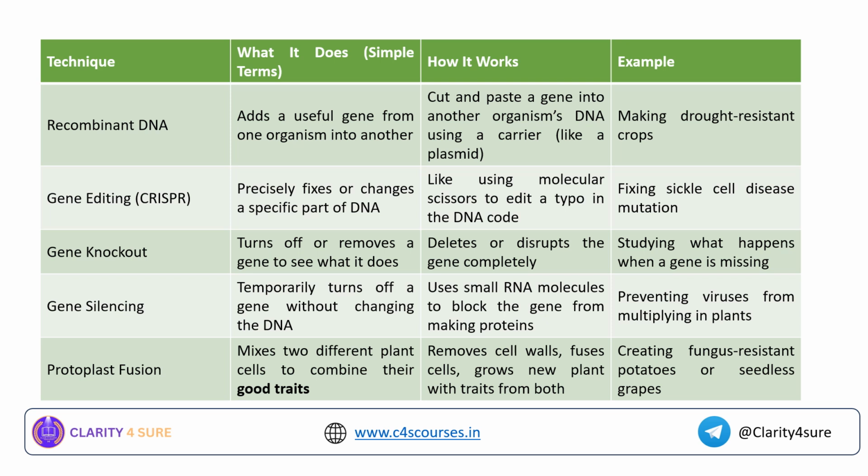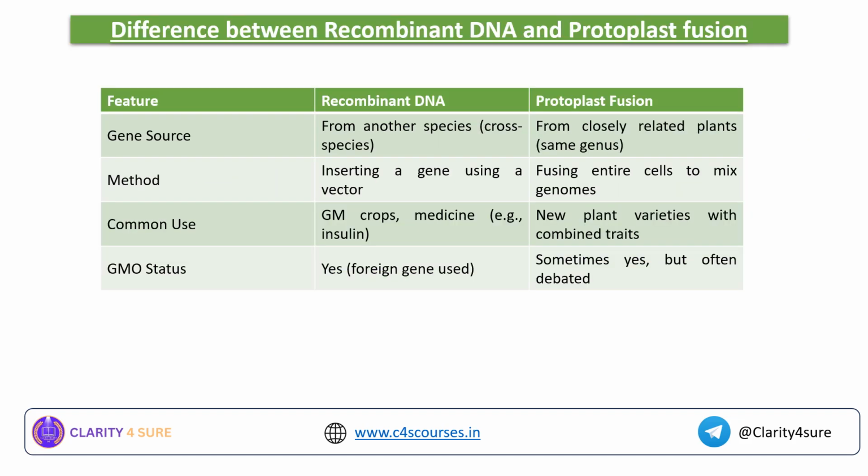these plants. Some examples which I have given here are creating fungus resistant potatoes or seedless grapes. So this is an example of protoplast fusion. I hope some of the important techniques related to gene editing are clear to you now.